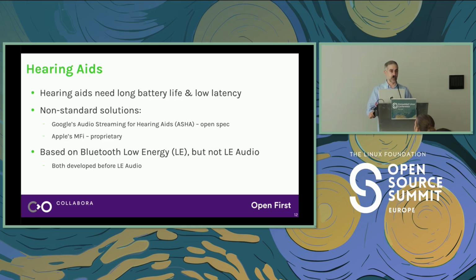And you need low latency as well if you want to do more interesting things with the phone on the side, helping you. So there are two non-standard solutions for that. There is Google's Audio Streaming for Hearing Aids protocol, or ASHA, which was released as an open spec by Google, but it's not part of the Bluetooth specification, so it's a non-standard solution. And Apple's Made for iPhone extensions, which are proprietary. And they are both based on the Bluetooth Low Energy stack, which I'm going to talk about soon, but they are not LE Audio. They were both developed before LE Audio.